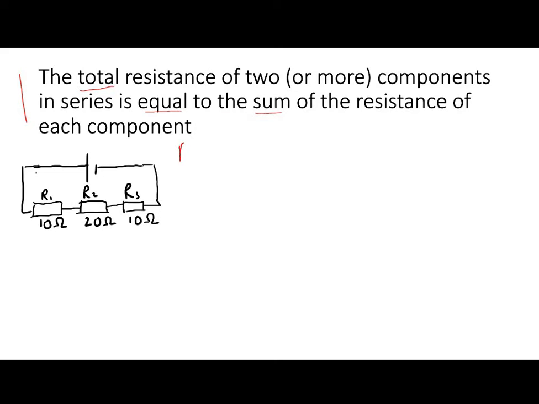because what I can say is that my total resistance in this circuit here is going to equal R1 plus R2 plus R3. So my RT is going to equal, let's write these numbers, 10 plus 20 plus 10, 40 ohms. Okay.